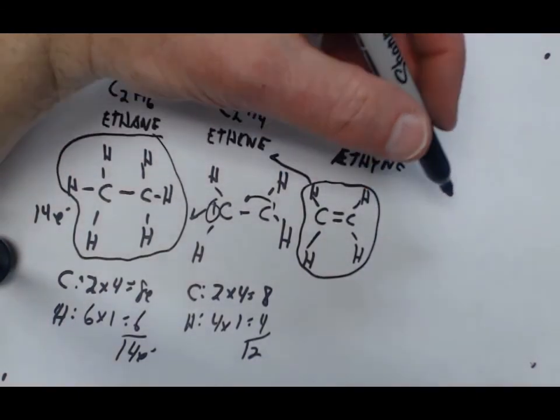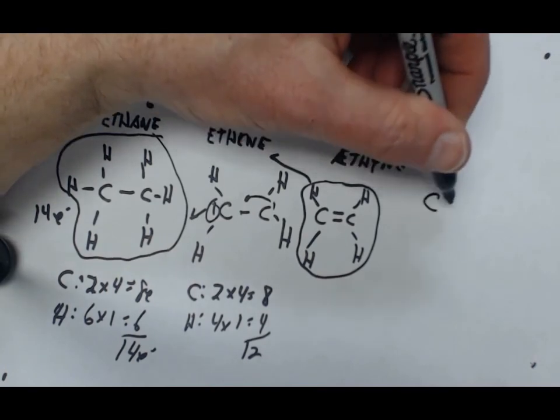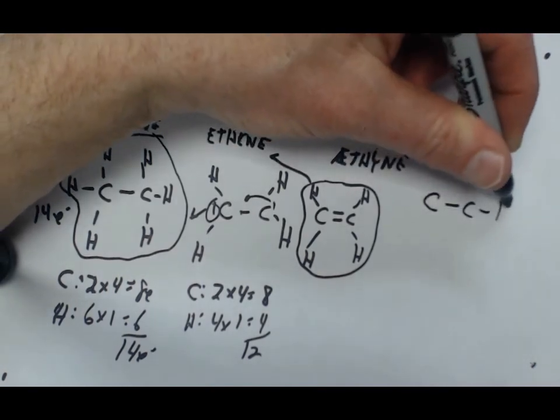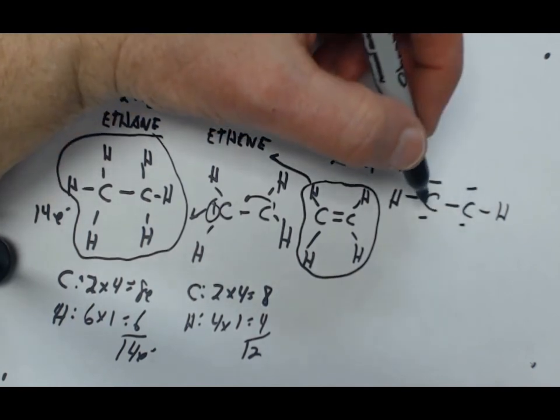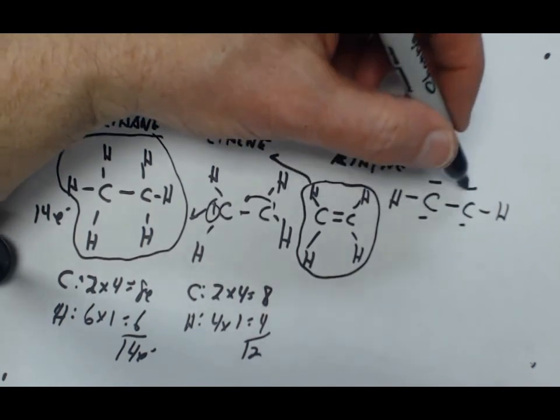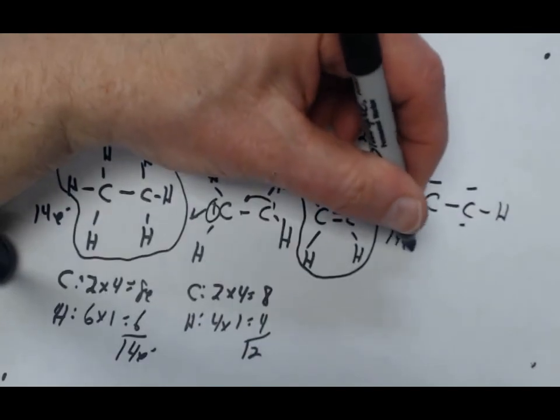If I go to ethyne, it's been going so well with these two, so keep the same idea. I only have 1 hydrogen on each carbon, so I fill in octets like that, but now I've got 2, 4, 6, 8, 10, 12, 14 electrons still in here.